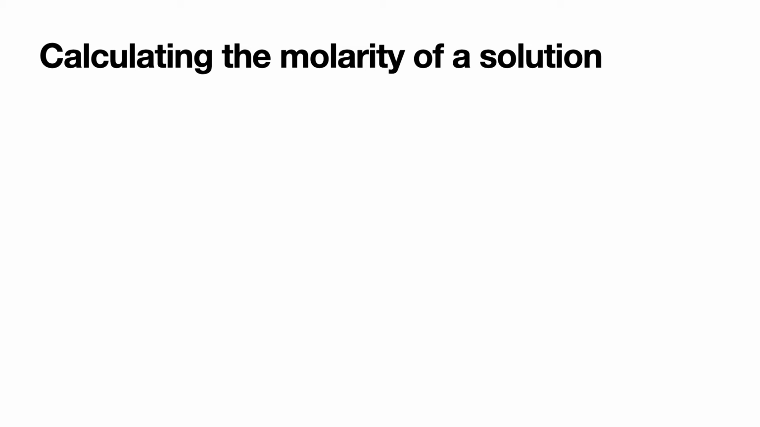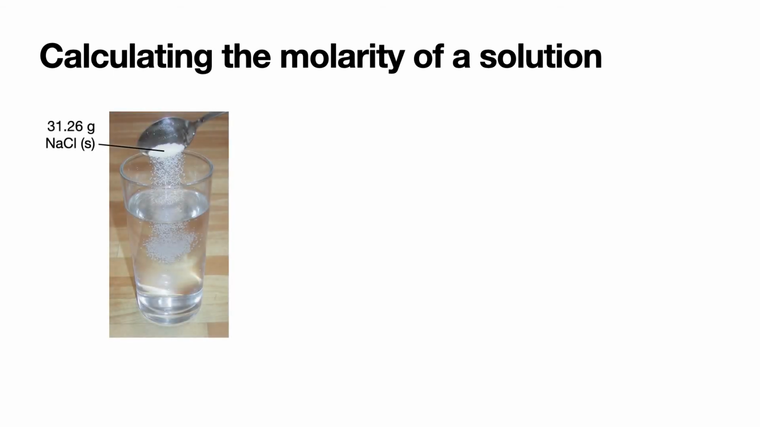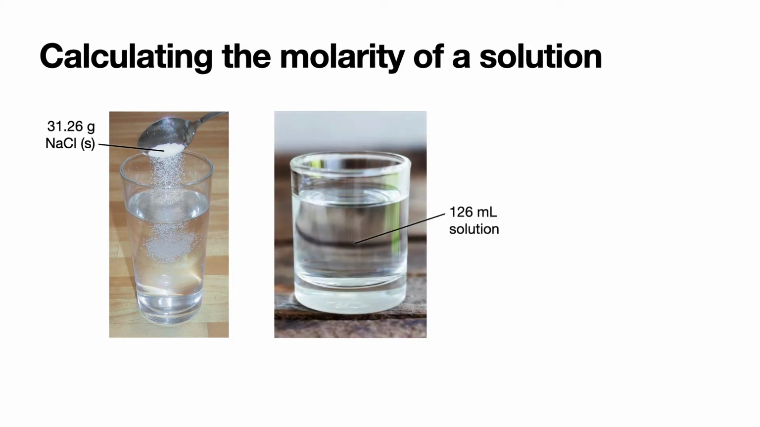Let's look at some examples of how we would use this measure of concentration. Let's say that we were making a solution and we wanted to find its molarity. Again, looking at dissolving salt in water, let's say that we had 31.26 grams of sodium chloride. This would be a heaping spoonful of salt, and if we were to stir that into a glass of water and then measure the volume of the solution that we get, let's say that we found that our solution had a volume of 126 milliliters.